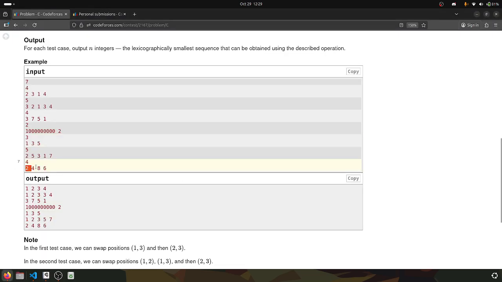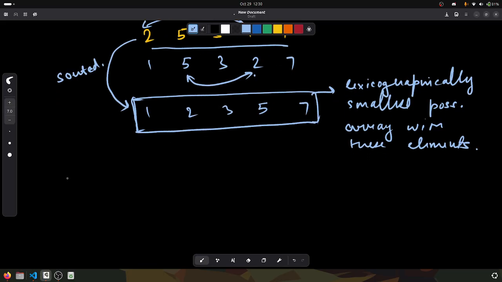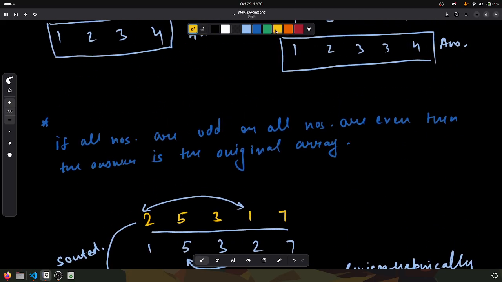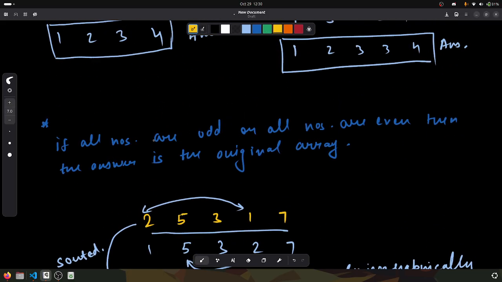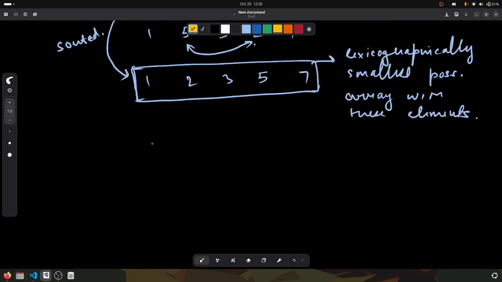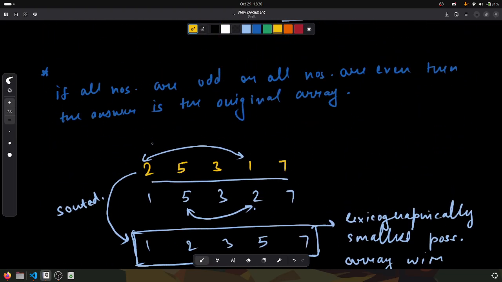The next test case is 2, 4, 8, 6. Again we see that all are even, so the answer will remain the same. Although many of you must have already noticed, let's see it separately as well. We solved this one case where all the numbers are odd or all the numbers are even, right?